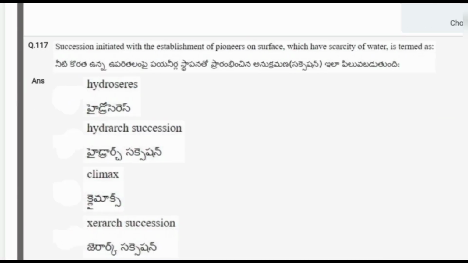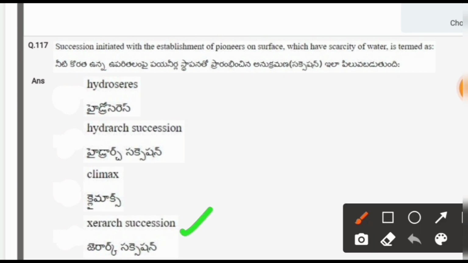Next question. Succession initiated with the establishment of pioneers on surface which have scarcity of water is termed as. The options are hydroxerase, hydrarch succession, climax, xerarch succession. The correct option is the fourth one, that is xerarch succession.